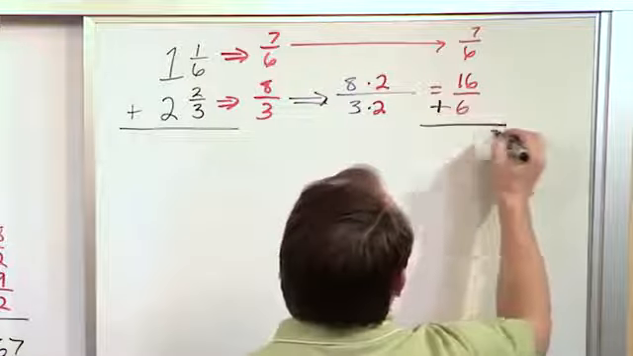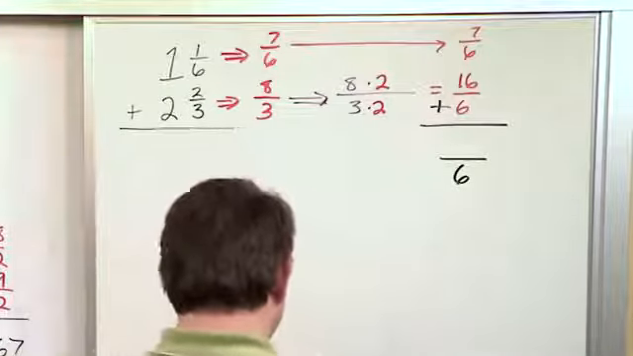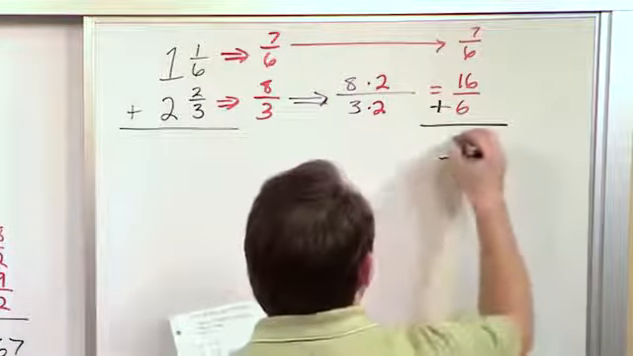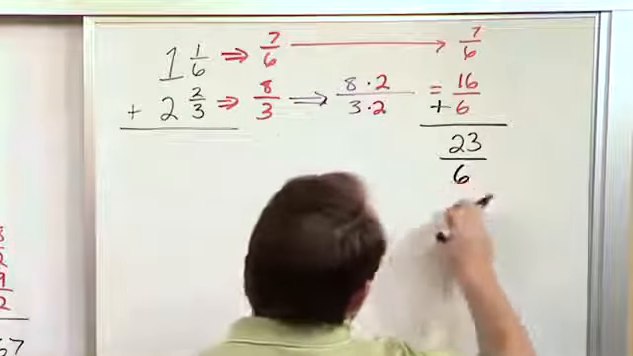Now we have that. And so we keep the 6 along for the ride. 16 plus 7 is going to give us 23. Now this is the answer, but it's improper.